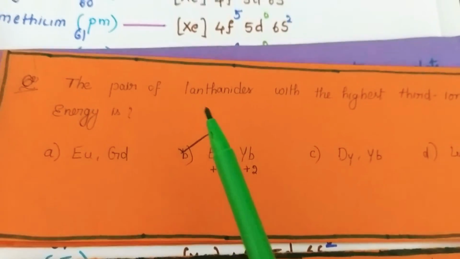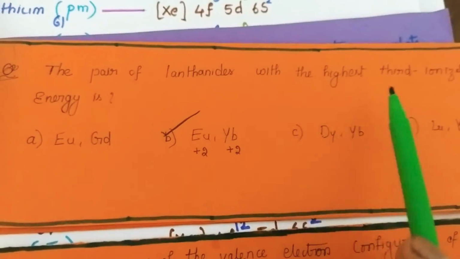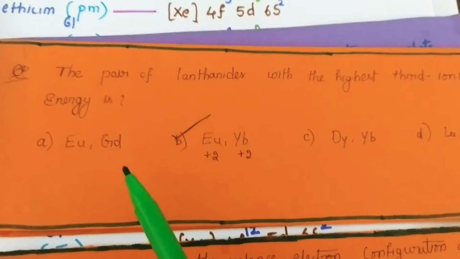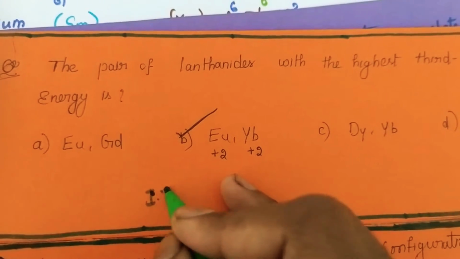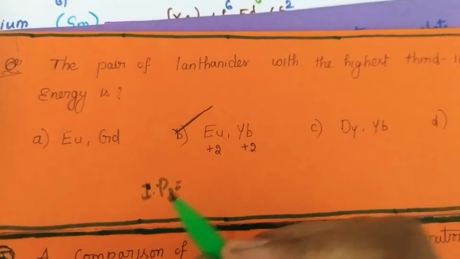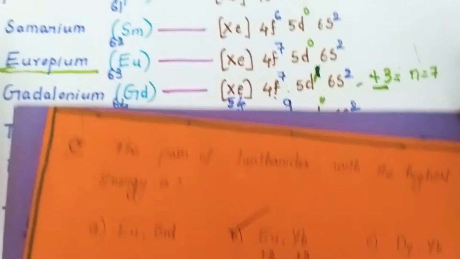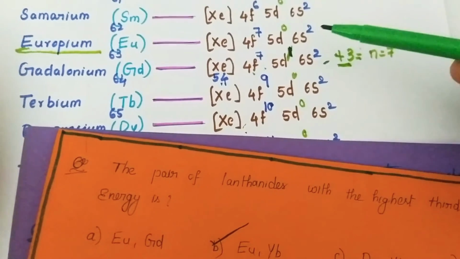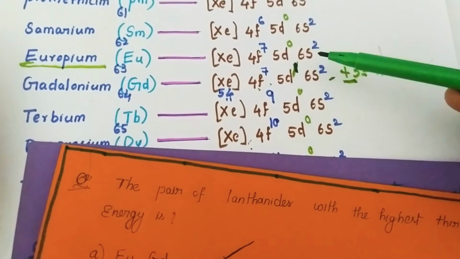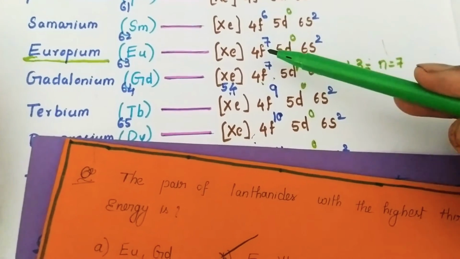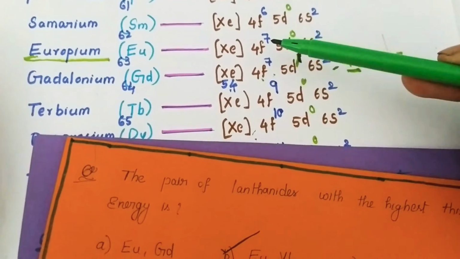Next question: the pair of lanthanides with the highest third ionization energy is. So which of the lanthanides have the highest third ionization energy? The third ionization energy means they are asking about the IP3 value. That means we are going to remove the third electron. So we should know the configuration first, europium, gadolinium. The europium configuration is 4f7, 5d0, 6s2. So you can easily remove 2 electrons. We can't remove the third electron. Why? Because it is exactly half filled. It is not easy to remove an electron from an exactly half-filled configuration.